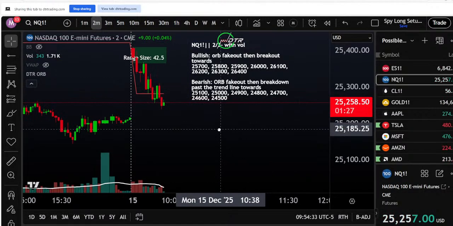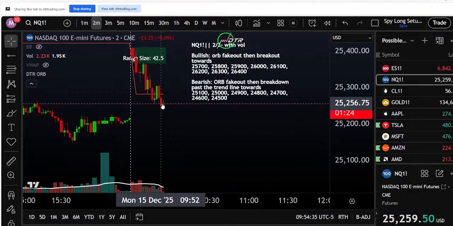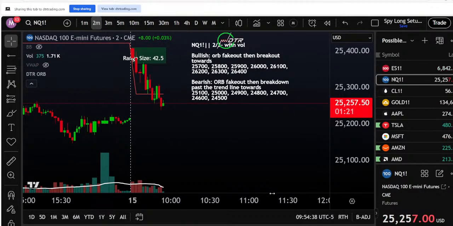Okay, so we have a possible setup here, right? Increasing outlier volume, breaking down through low of day. So good setup there.